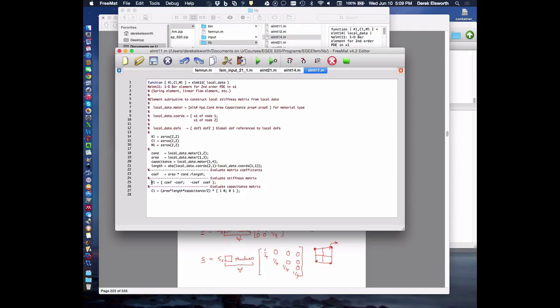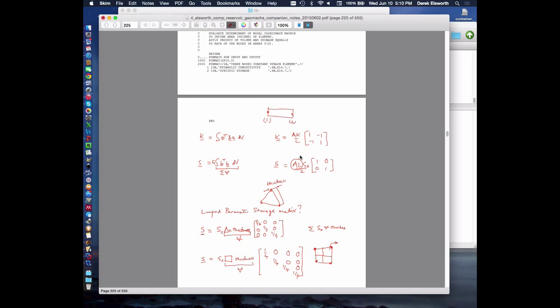You see that this is the conductance matrix, 1 minus 1 minus 1, 1, multiplied by cross-sectional area, hydraulic conductivity, divided by length. And this is the lump mass magnitude. Area times length is the volume. Specific storage is capacitance. And it's divided by 2. And this matrix is 1, 0, 0, 1. So it's exactly the same matrix that we have in the background here. It's this matrix here. So that exists in the same element subroutine.